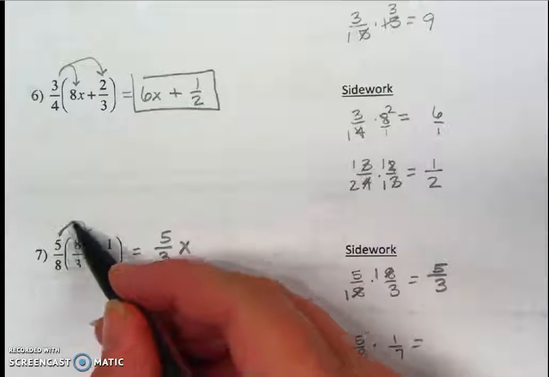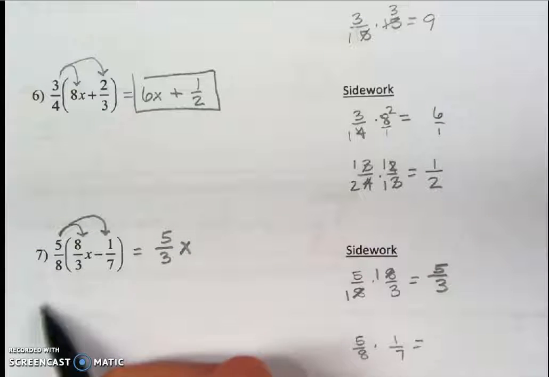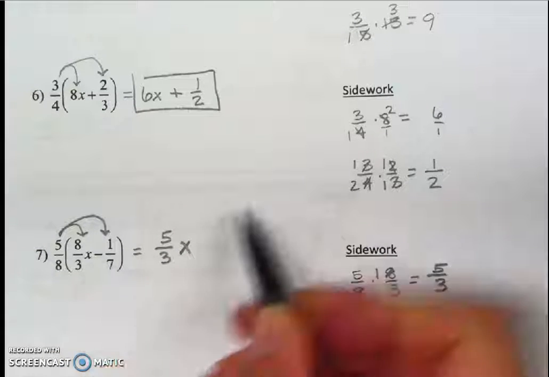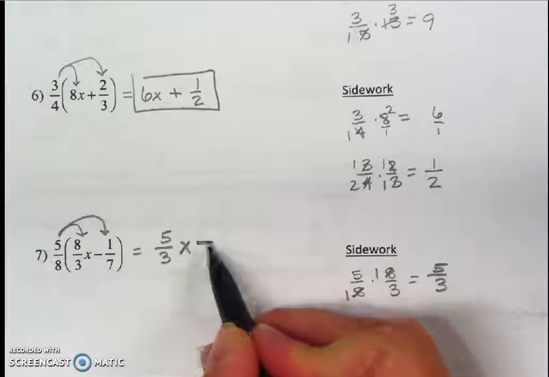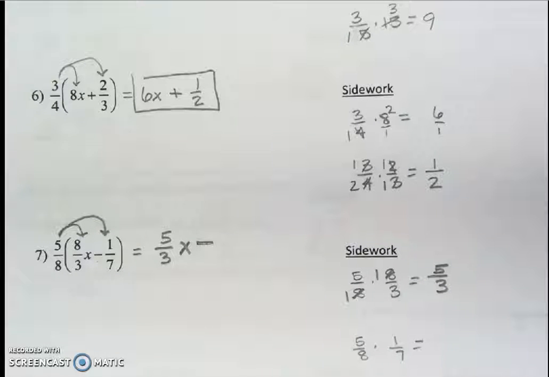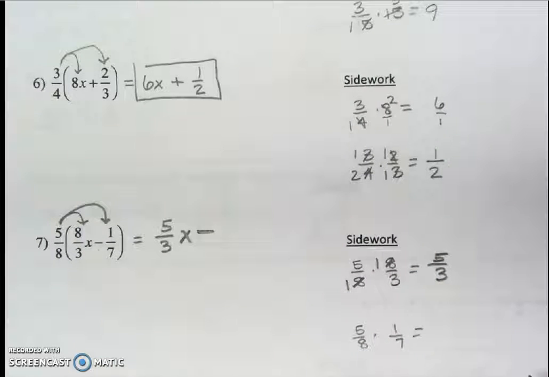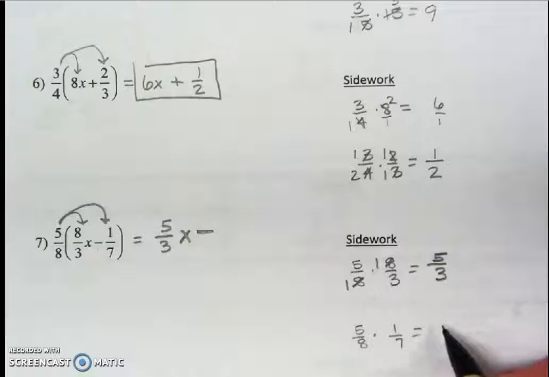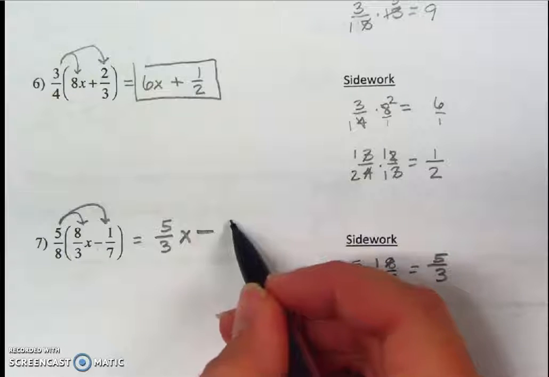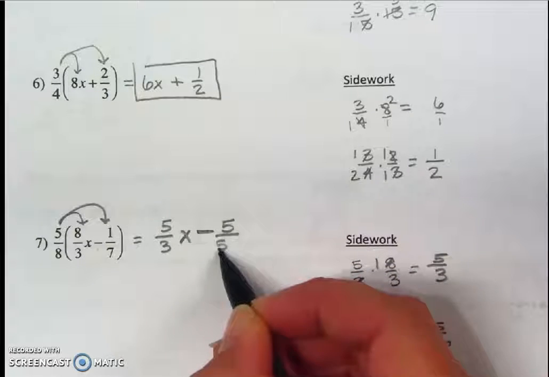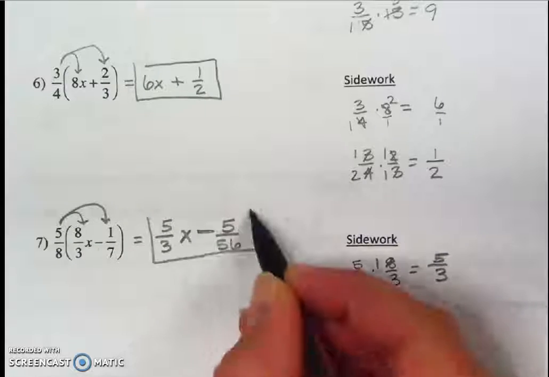Up next, 5/8 times negative 1/7. I know a positive times a negative is going to be a negative, so I'm going to write that symbol first. Negative and minus is the same thing. 5/8 times 1/7, that's what we need to work out next. I don't see any cross-reducing that can happen here, so let's just go ahead and multiply across. 5 times 1 is 5, 8 times 7 is 56, and I can't reduce that at all. And so I'm just going to write a minus 5/56. And that would be my answer.